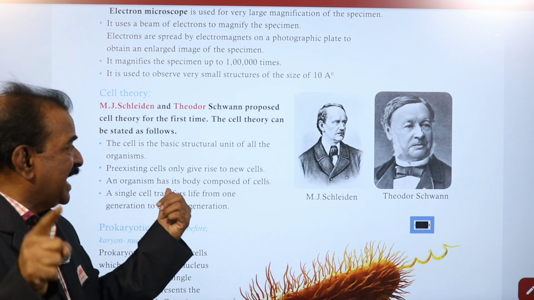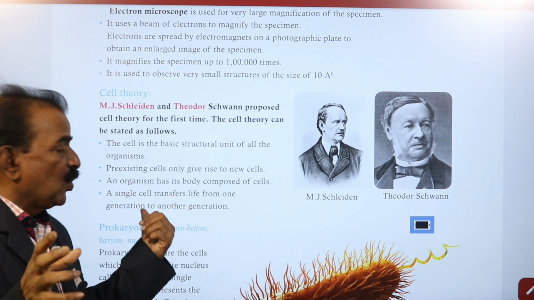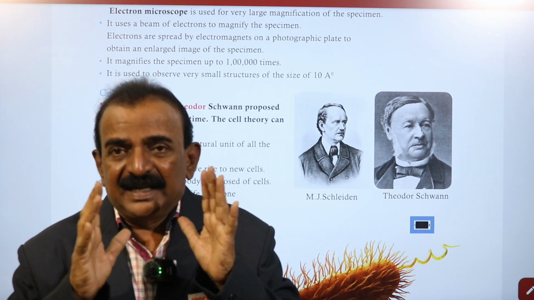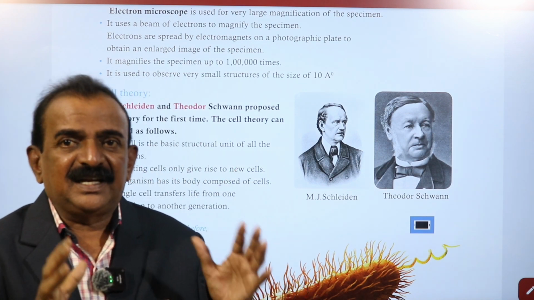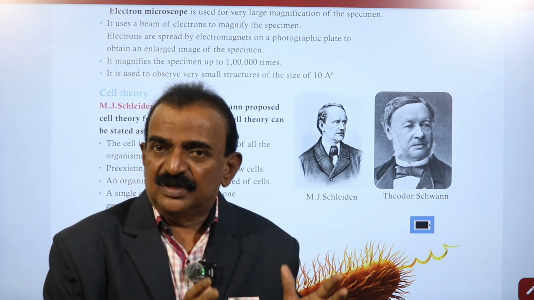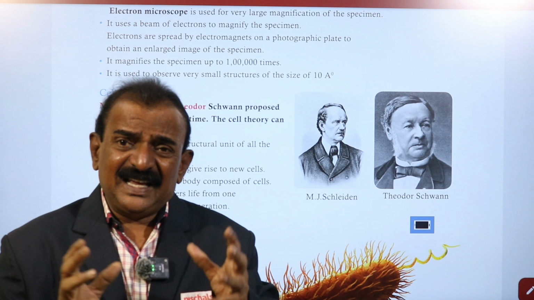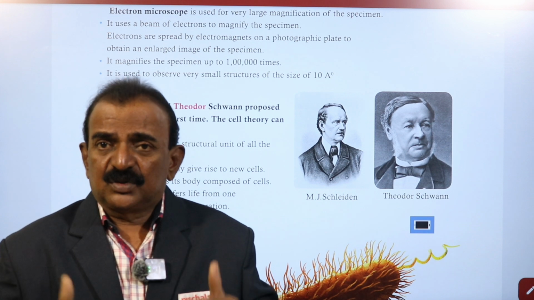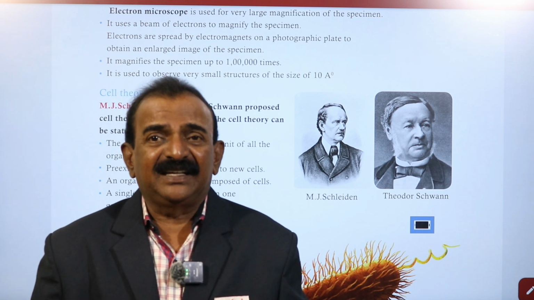An organism has its body composed of cells. A single cell transfers life from one generation to another generation. This is the information provided by Schleiden and Schwann in their theory. They proposed that the cell is the structural and functional unit of living organisms, and new cells are formed from pre-existing cells. In this way, organisms are formed and developed. This was the theory proposed by Schleiden and Schwann in the years 1838 and 1839.